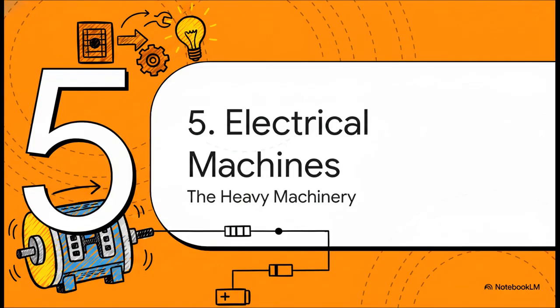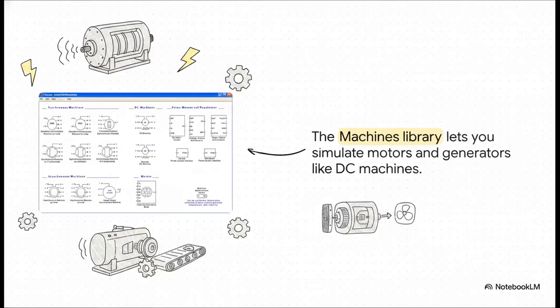All right, so we've got our power sources, and we've got all these circuit components to connect them. Now it's time to get to the real workhorses of the electrical world, the machines that turn all that electrical energy into actual motion. And here it is, the machines library. This is where we get into the stuff that actually moves. You have synchronous machines like the massive generators and power plants. You've got asynchronous motors, also called induction motors, that run pretty much all of our industries. And of course, the classic DC machines.